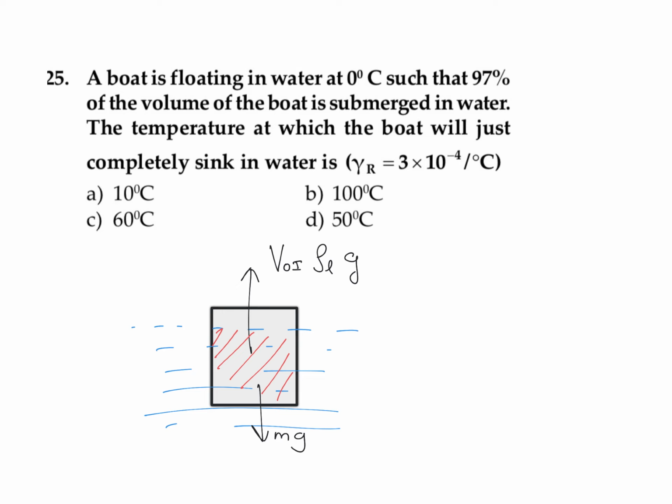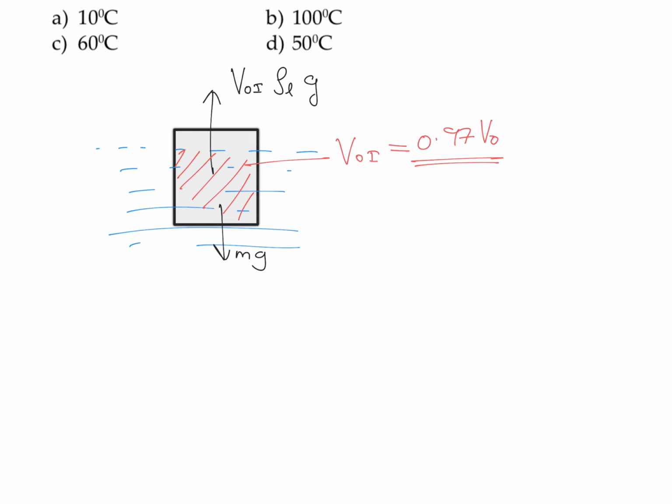So you can write the volume of object inside the liquid as 0.97, because it is given that 97%, times its total volume, the total volume of the object. Now in the next part of the question, it is given that the temperature at which the boat will just completely sink in water is asked. So our aim is to find out at what temperature the entire object is going to sink in water.